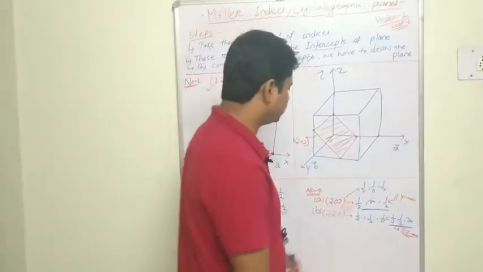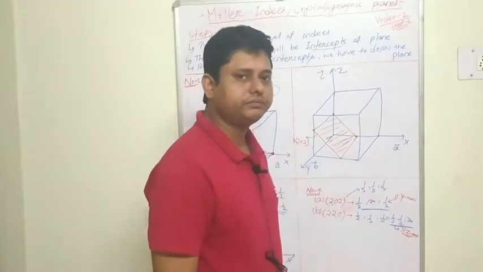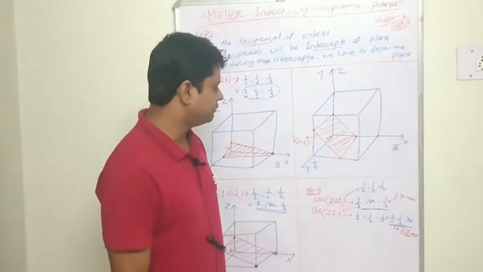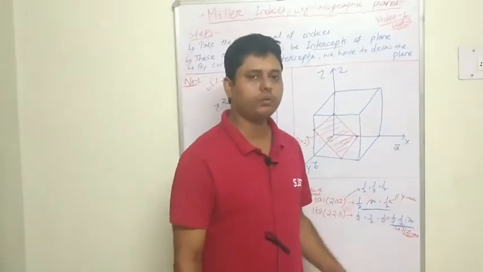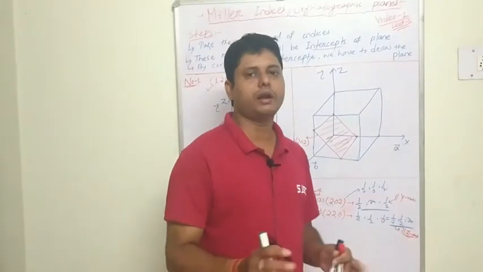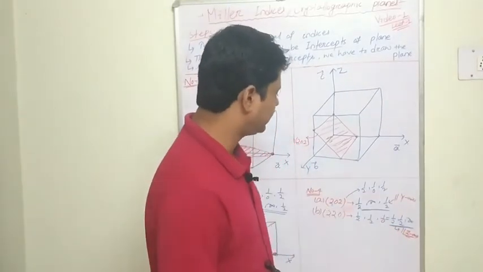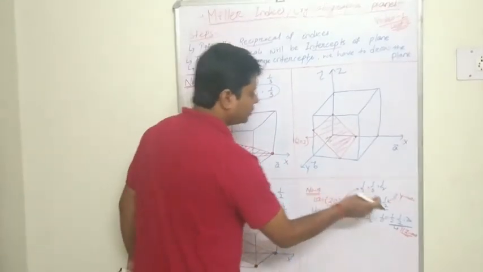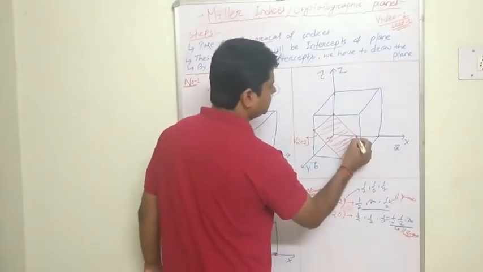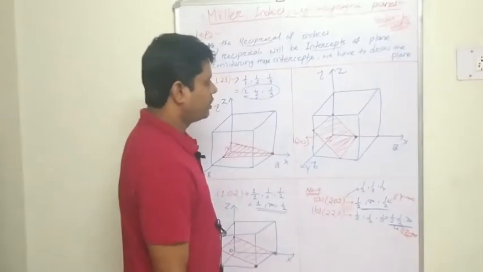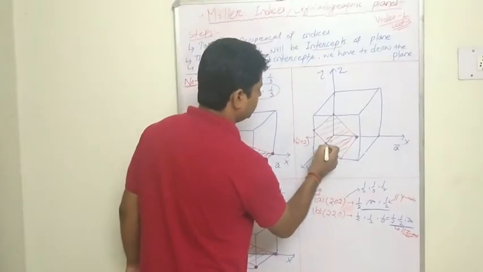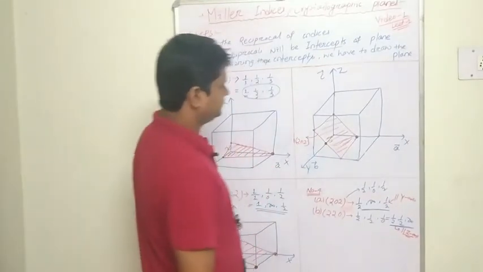Now we have to consider another plane having the Miller indices 2, 2, 0, and the intercepts are 1 by 2, 1 by 2 and infinite. That means it has to be parallel with the z-axis. First we have to locate this intercept on the axis. So on the x-axis, it will be here. Okay. On the y-axis, it will be here.